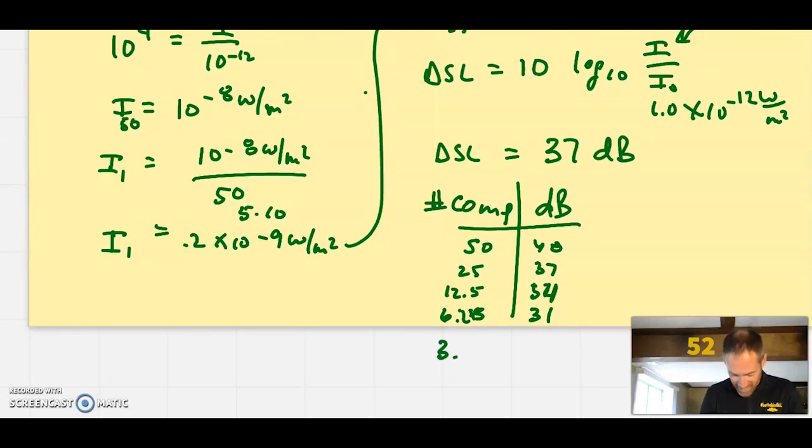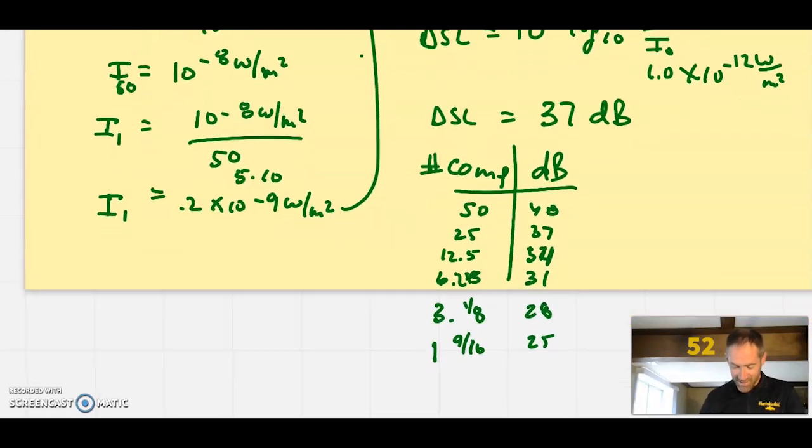3 and an eighth gives the 28 decibels. 1 and 9/16 gives the 25 decibels. He has to have, you can see he has to have less than one computer just to get down to 21 decibels. And remember, it was an e-commerce company, so I think computers are kind of important there. The whole point is, anytime you reduce the intensity by a factor of 2, you take away 3 decibels.